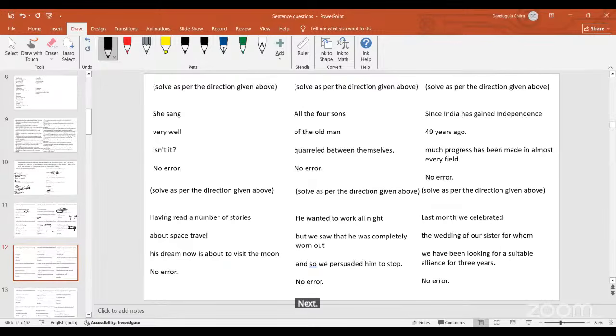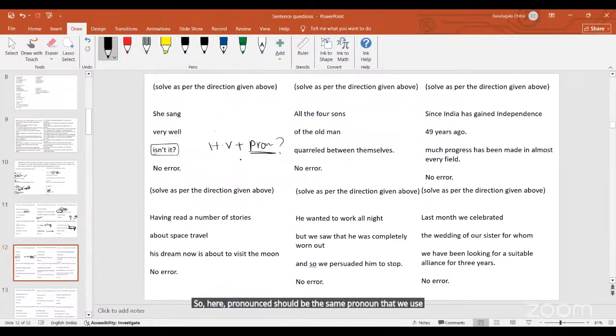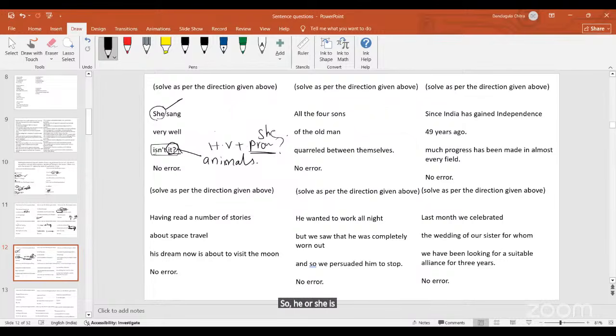Next. She sang very well, isn't it? Remember the question tag. We discussed the question tag. What is the formula for question tag? Helping verb plus pronoun, right? So here the pronoun should be the same pronoun that we use in the sentence. Here she is used, and "it" is used. "It" is used for animals. Here already "she" is there. We take the exact "she" as the pronoun. So here "she" is not used. This is the error.